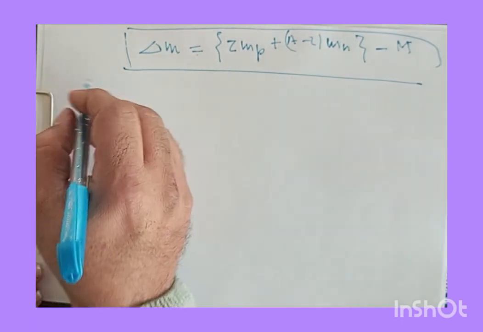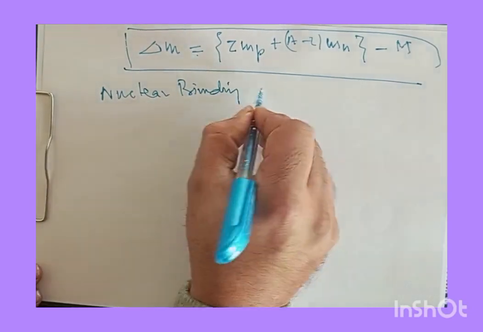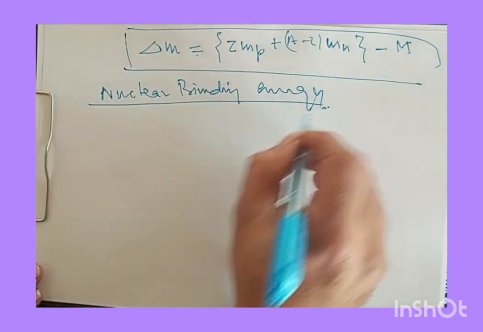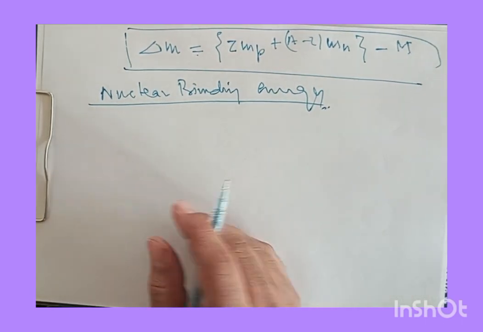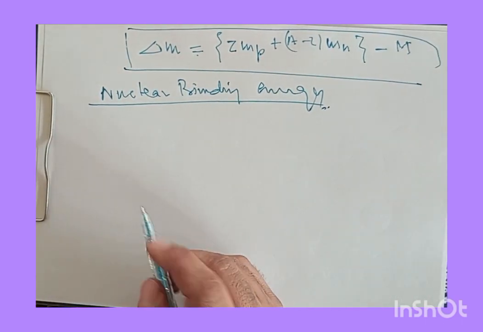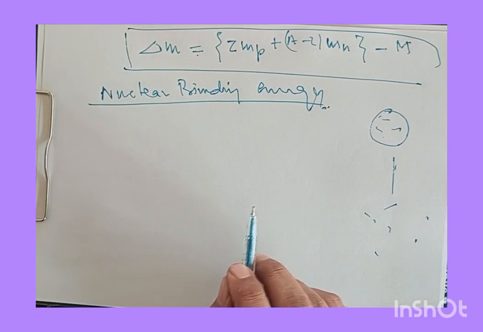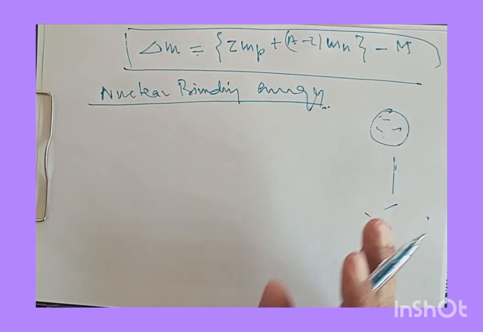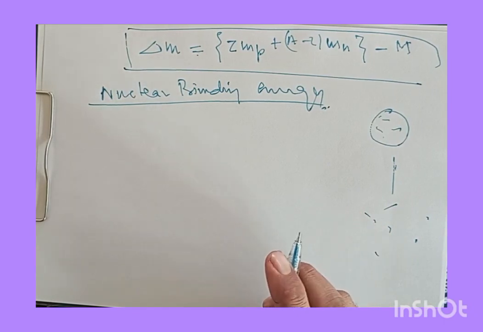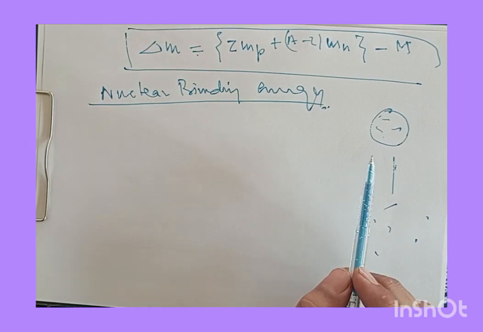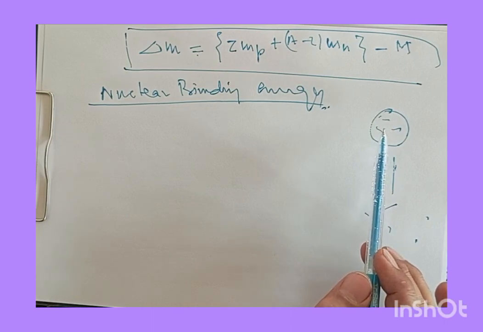Now I would like to define the term nuclear binding energy. So what is this nuclear binding energy? In simple words, we can understand it as the total energy that's required to disintegrate a nucleus into its constituent particles or nucleons, and this energy is referred to as nuclear binding energy. Basically, it's the energy required to hold the nucleons in the nucleus.